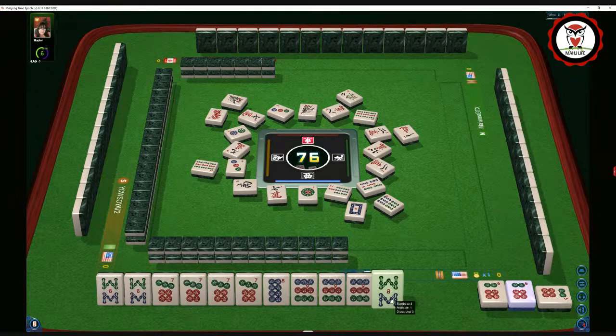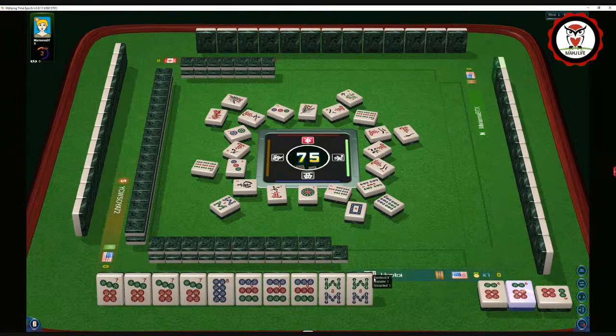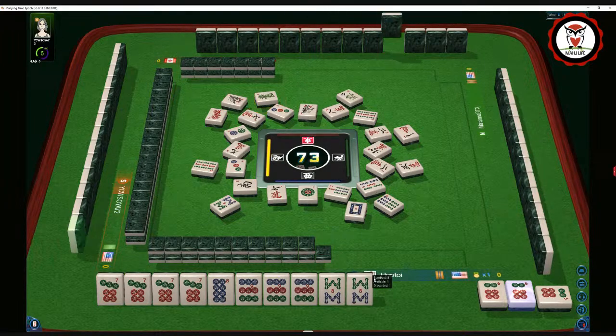8 bam. We don't need it. 8 bamboos. And it looks like nobody else wanted it either, so I guess we can let it go. So that won't be good joker bait. This was going to be maybe our joker bait in the middle of the middle game, which would be at about 60 tiles or so. So it didn't quite work out for us this time.